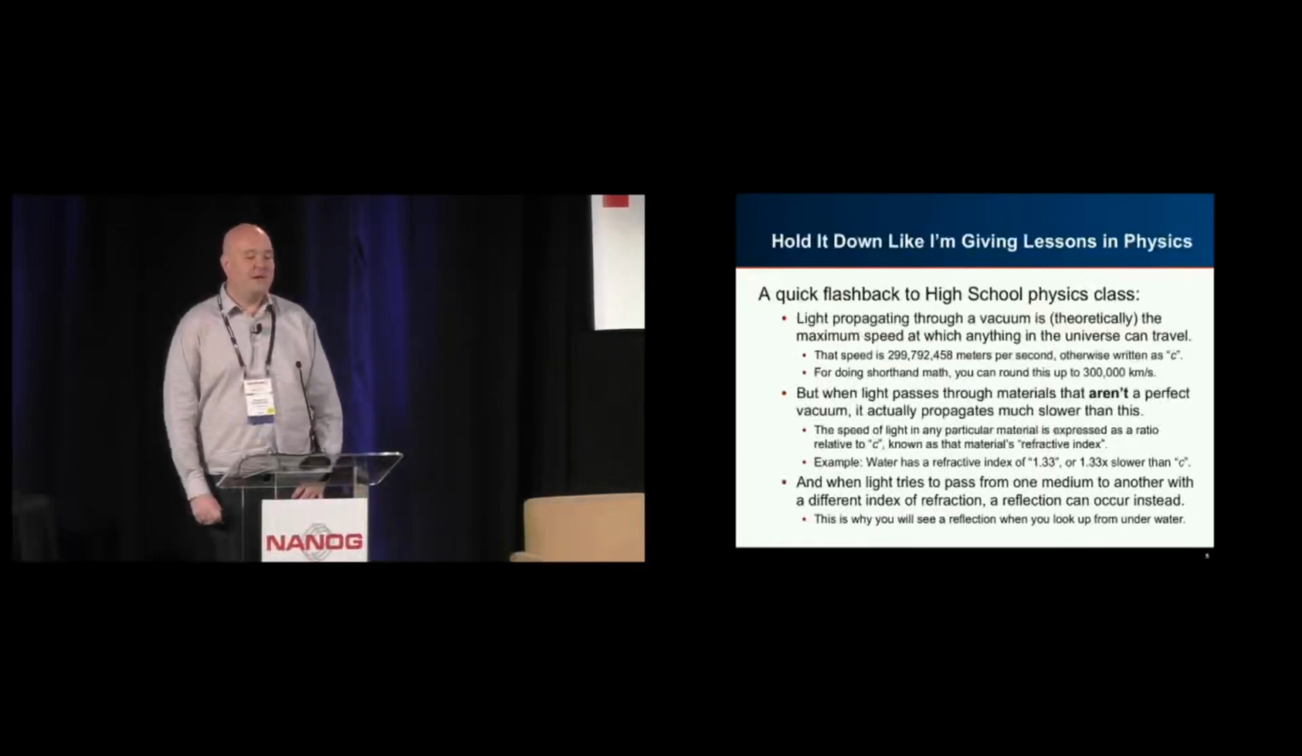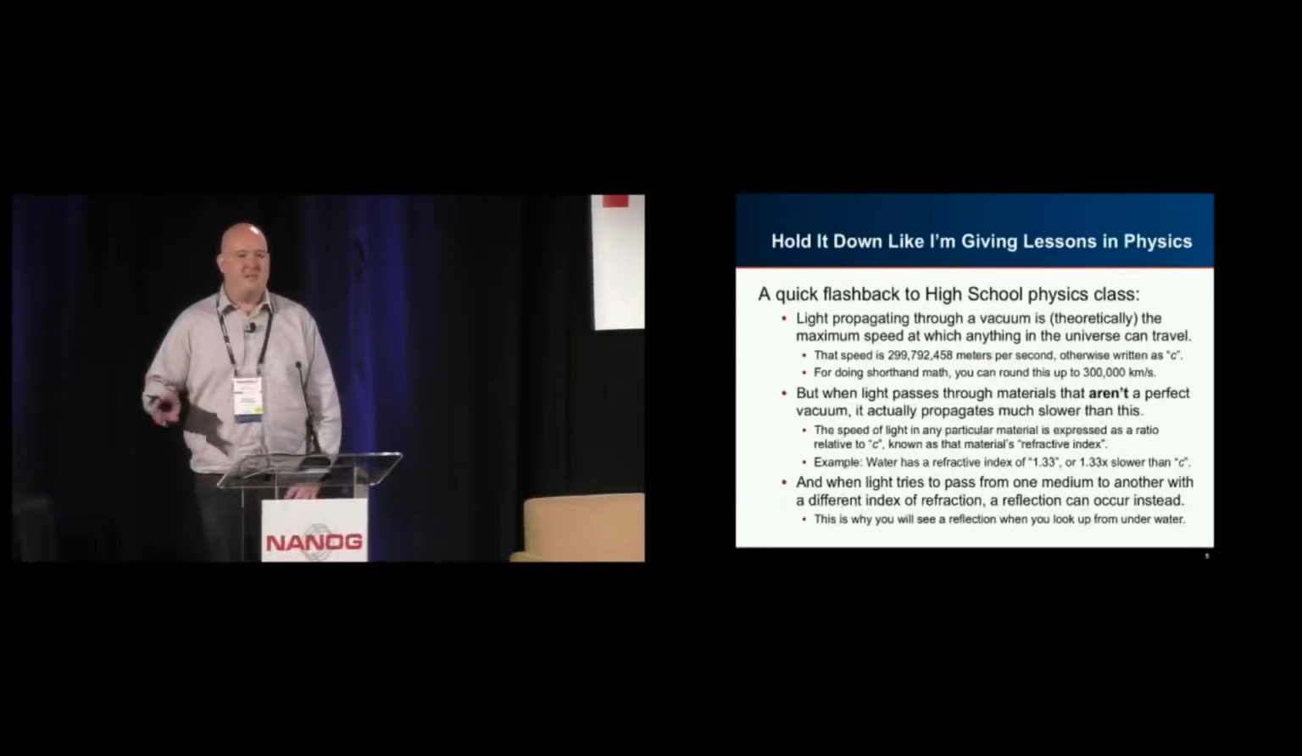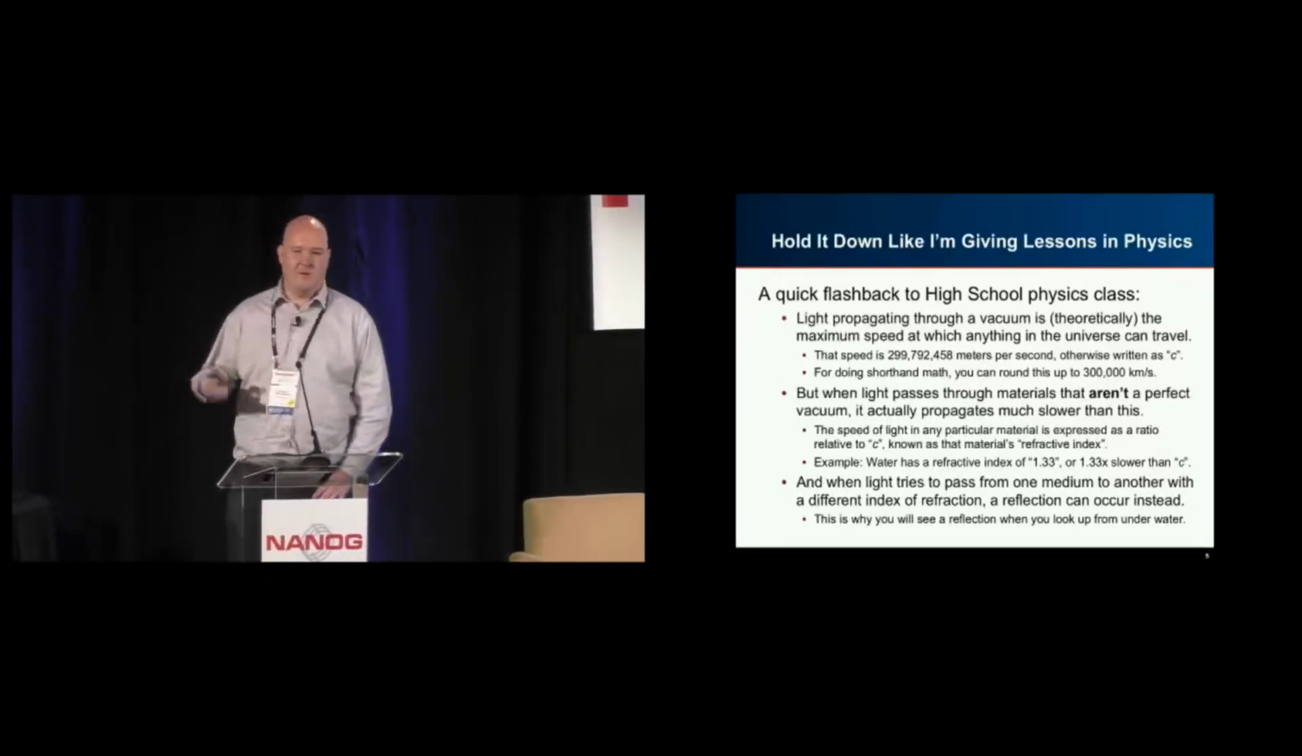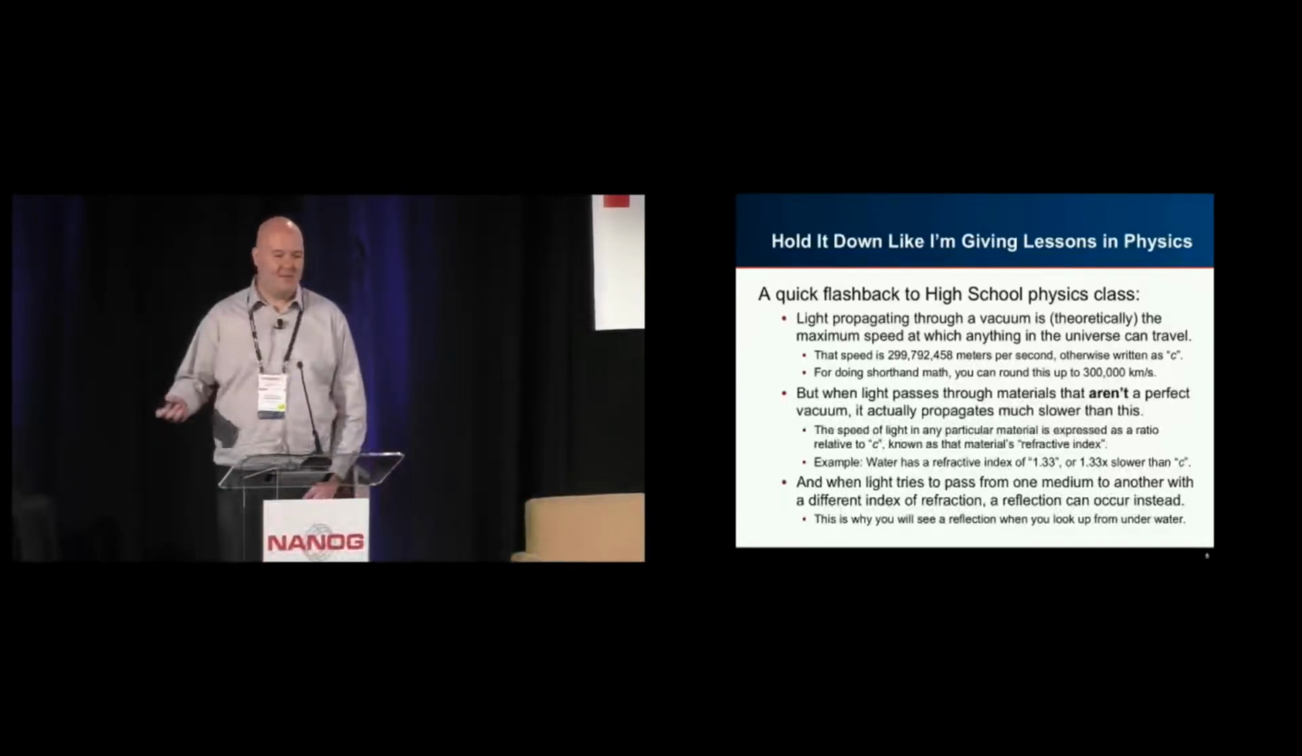So a quick flashback to high school physics. When light propagates through a vacuum, it's theoretically the fastest thing that can happen in the known universe, right? So that speed is what's called c, and it's roughly 300 million meters per second. So for shorthand math, you just call it 300,000 kilometers per second. When light passes through a material that's not a perfect vacuum, it propagates slower. So the speed that the light propagates relative to that vacuum is what's called the refractive index. So for example, water has a refractive index of 1.33. So that means when light propagates through water, it's 1.33 times slower than if it was propagating through a vacuum.